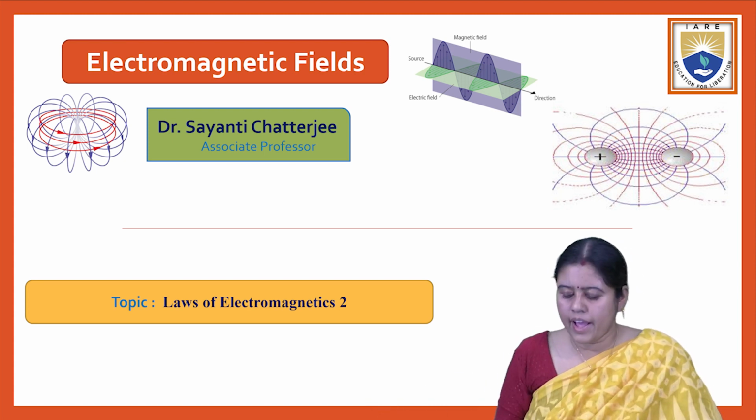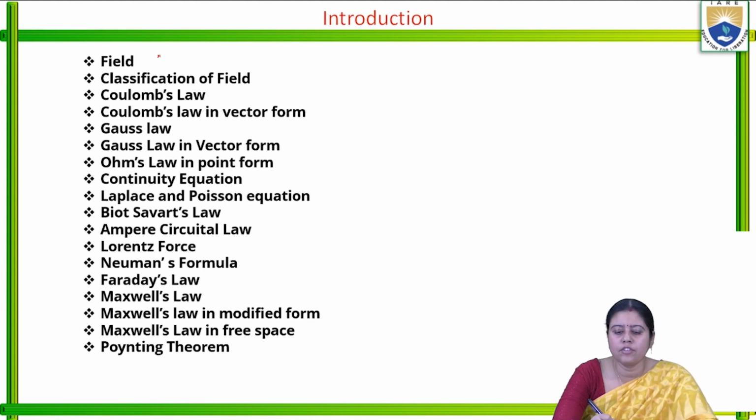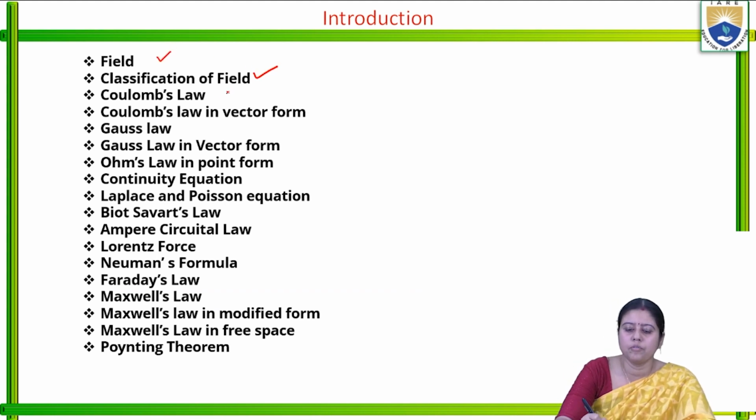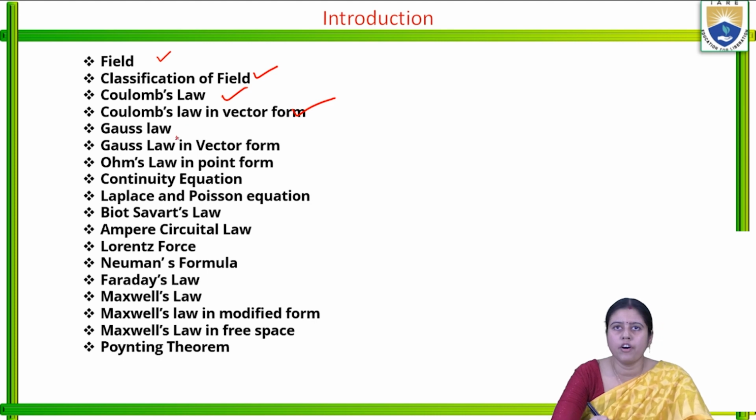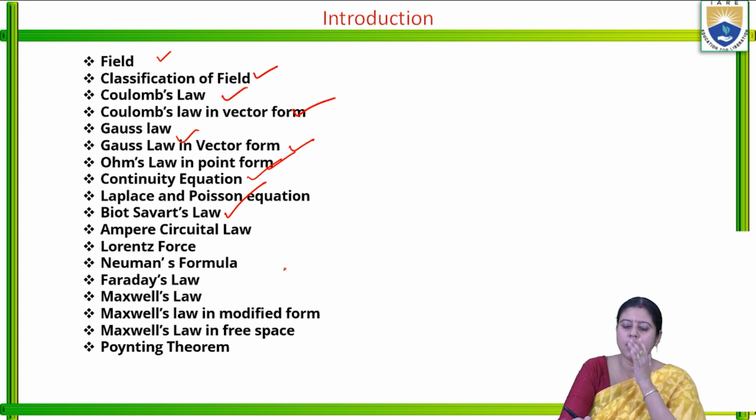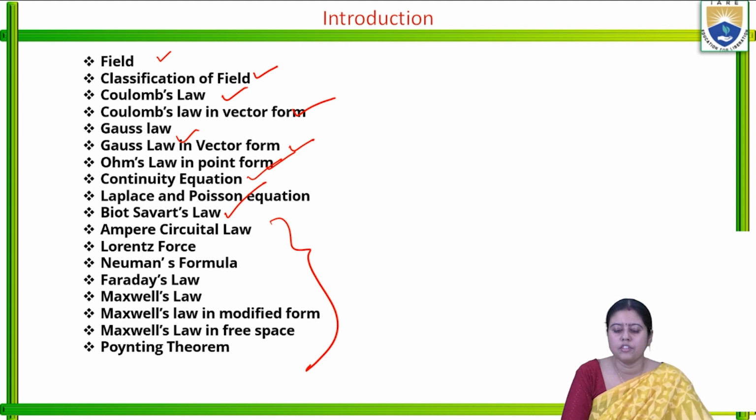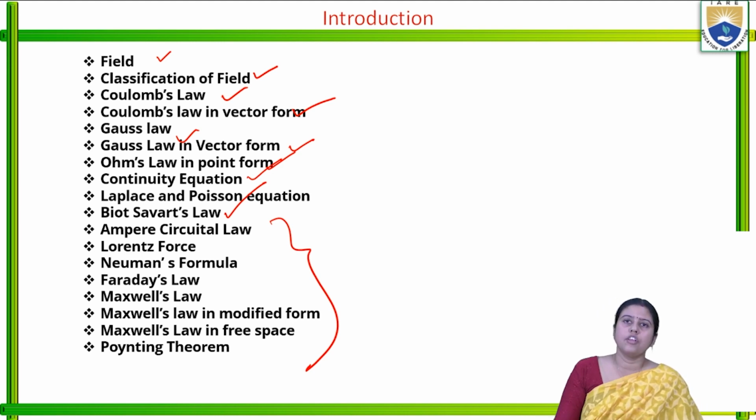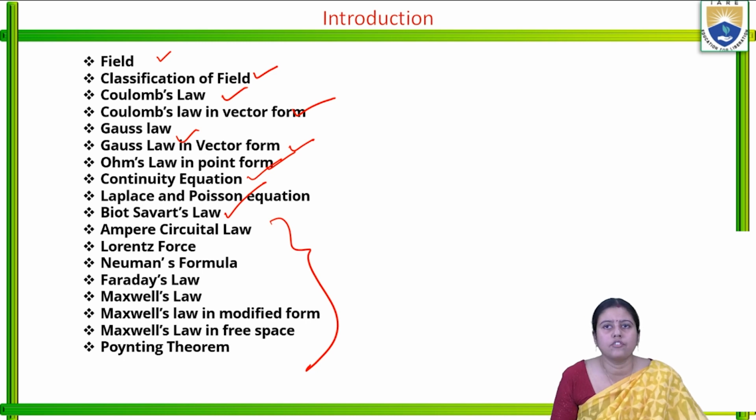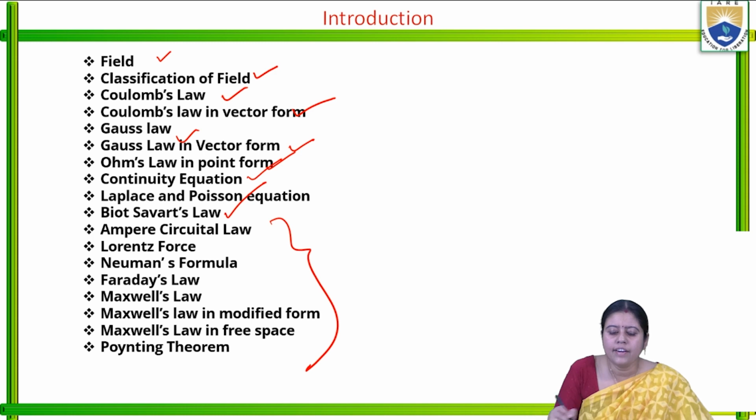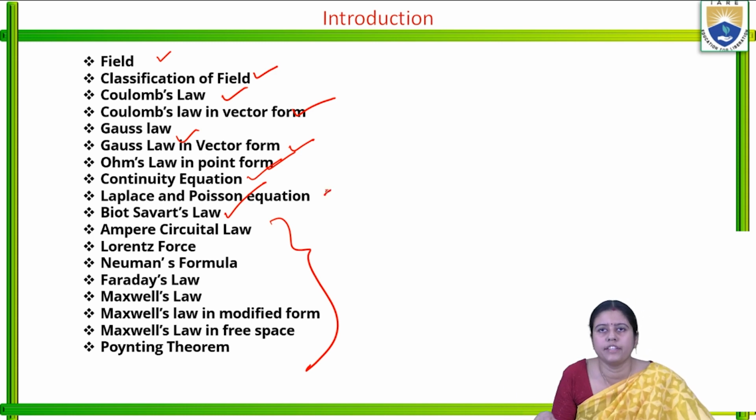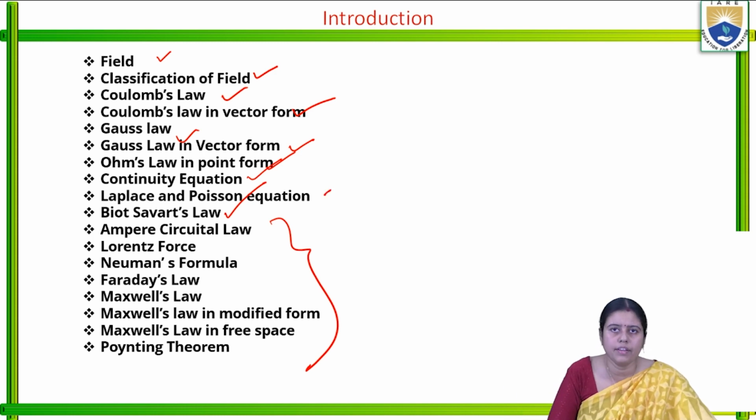As I discussed earlier, in my last class we discussed Coulomb's law in vector form, Gauss's law in vector form, Ohm's law, the continuity equation, and Biot-Savart's law. Now we will start the second half of my discussion, which will cover Ampere's law, Lorentz force, Neumann's formula, Faraday's law, Maxwell's equations in modified form, Maxwell's equations in free space, the Poynting theorem, and Laplace and Poisson's equations, which were not discussed in my previous lecture.